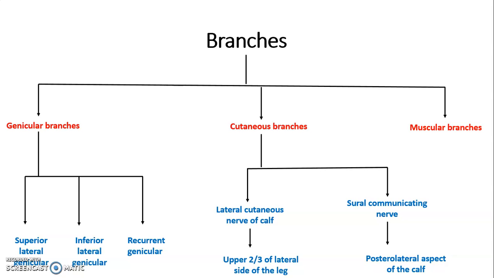So both the nerves, the common peroneal and tibial nerve, give off genicular branches, cutaneous branches and muscular branches. And as common peroneal nerve is on the lateral side, it gives off lateral genicular branches, whereas the tibial nerve is on the medial side, so it gives off medial genicular branches.